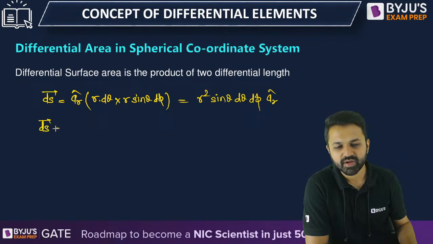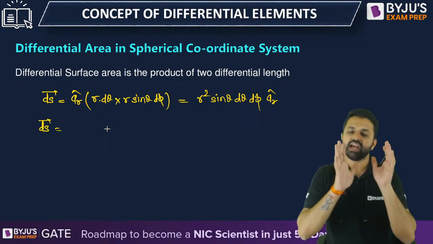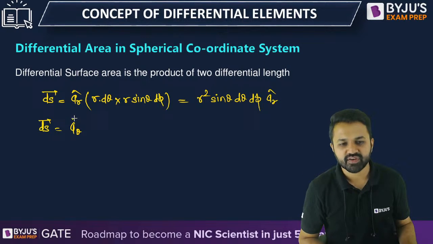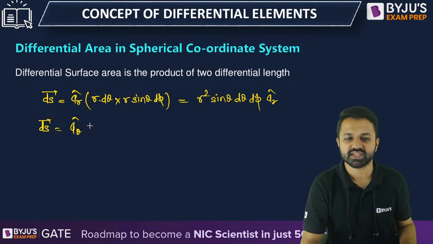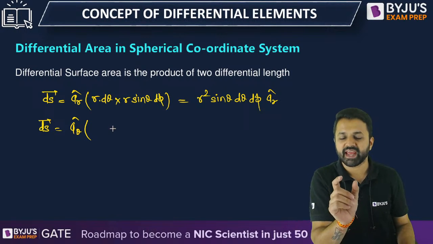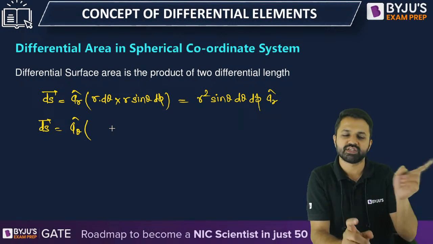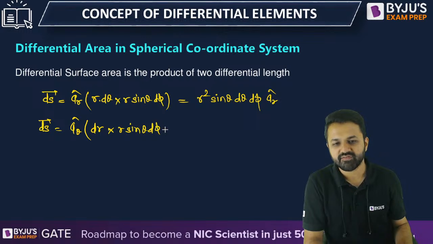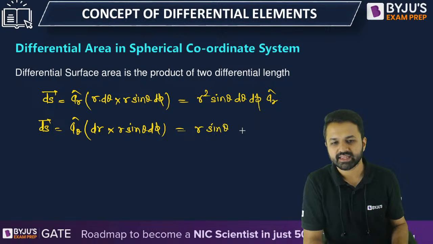Now, I have chosen one surface, and on that surface theta is constant, so the unit vector will be in the direction of theta. If you are taking the direction of theta, then what is the coefficient of the other two? The coefficients are dr and r sine theta d phi. Then what will be the final value? That is r sine theta dr d phi into a_theta.